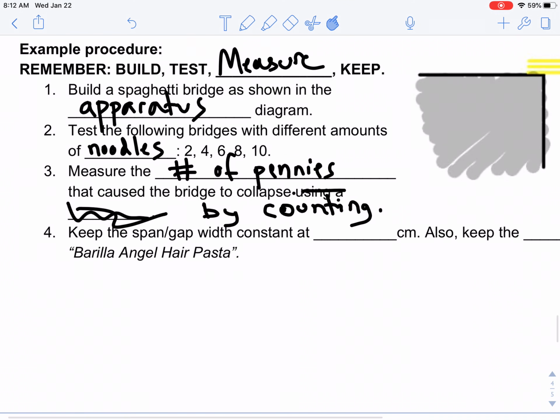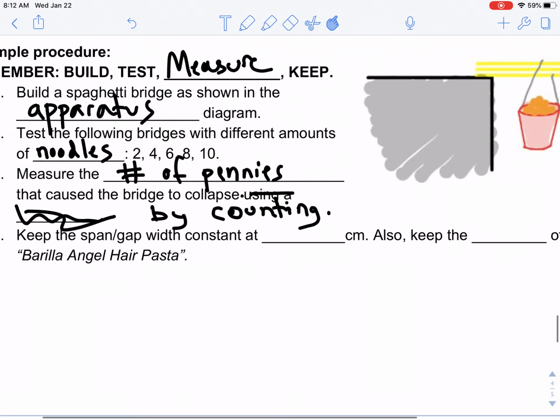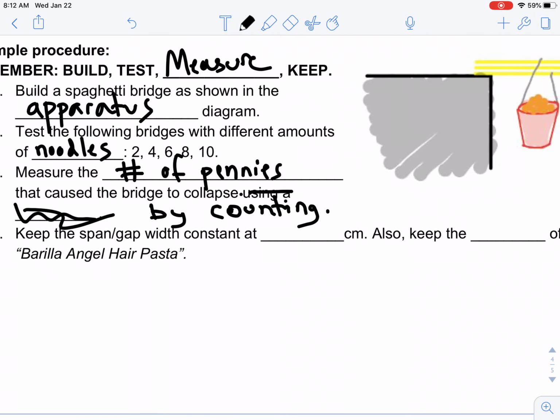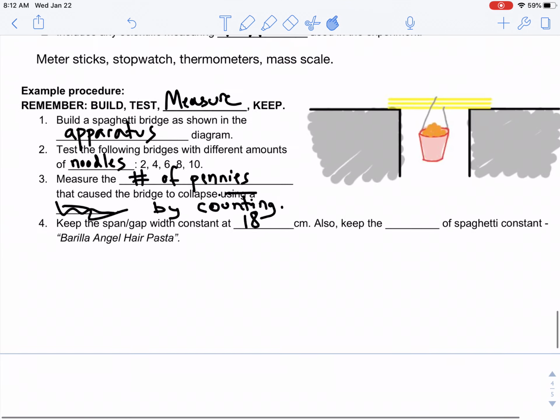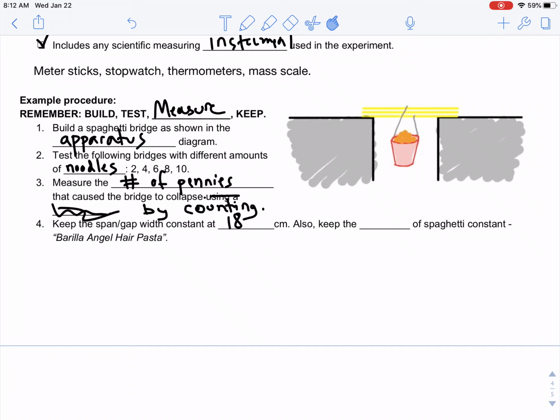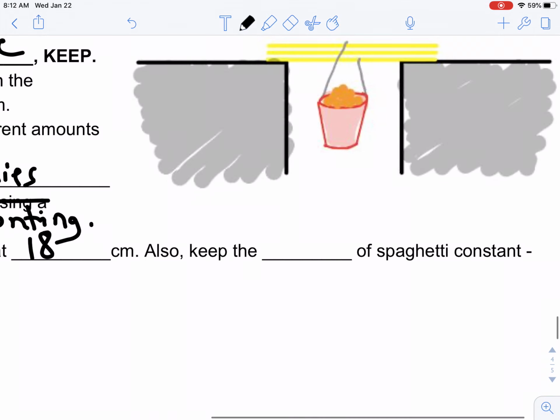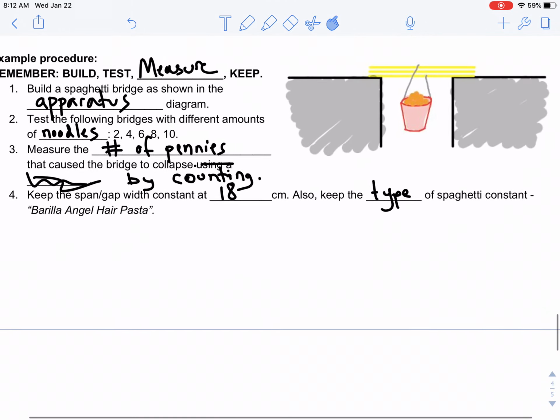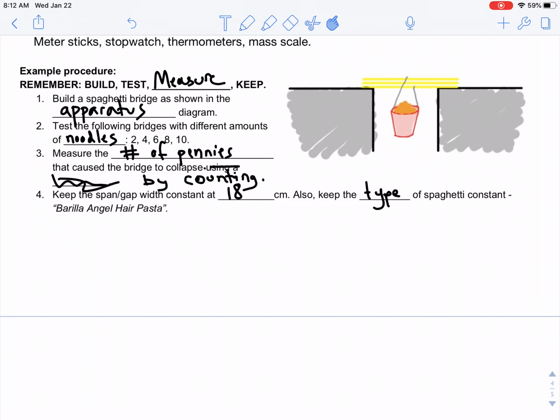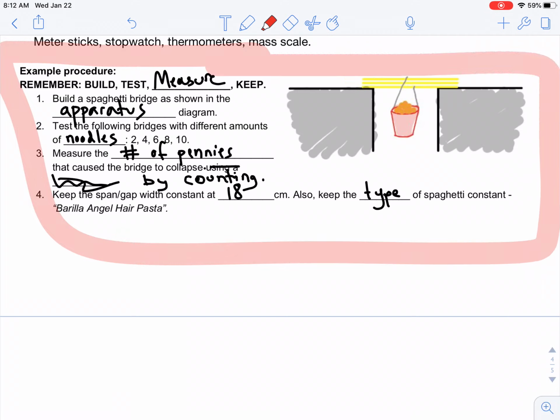Keep the span/gap width constant at 18 centimeters. Okay, so we're listing the value of the constants. Also, keep the brand of spaghetti constant, or the type of spaghetti. You don't want to be changing the type of spaghetti. I got several different types of spaghetti in my room, so I'm going to make sure that I don't change that. Okay, so this is a perfect procedure. It does all the things that we need it to do. Perfect.